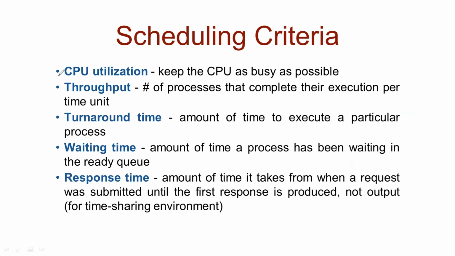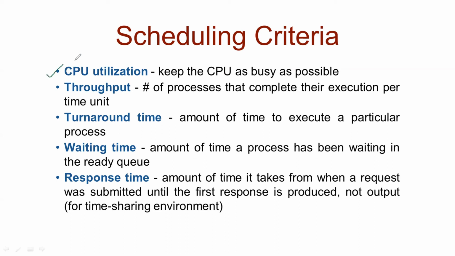Different CPU scheduling algorithms may have different properties, and the choice of a particular algorithm may favor one class of processes over another. In choosing which algorithm to use in a particular situation, we must consider the properties of various algorithms. Many criteria have been suggested for comparing CPU scheduling algorithms. Which characteristics are used for comparison can make a substantial difference in judging which scheduling algorithm is best. So now let's have a look at the various scheduling criteria one by one.